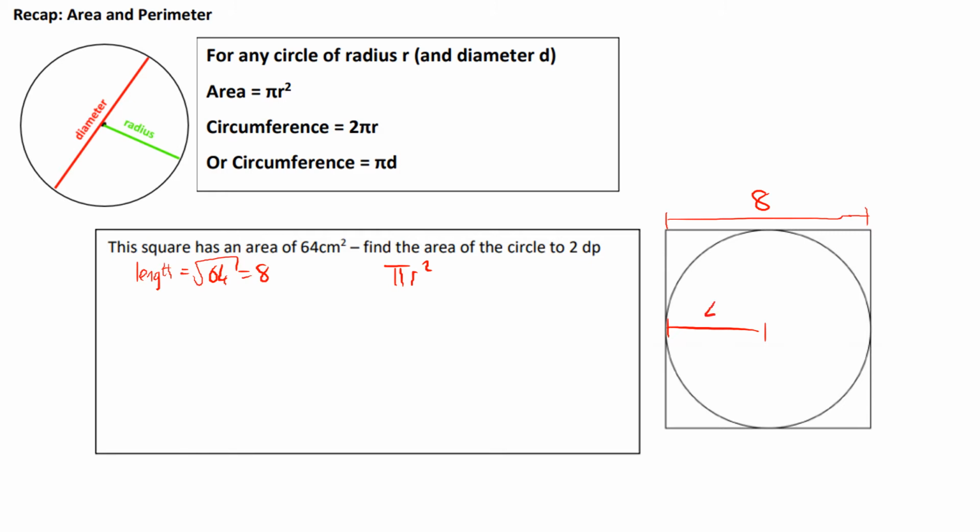That means the radius is 4, and so the area of this circle is pi times 4 squared. Rounded to 2 decimal places, that's 50.27. Don't forget your units, centimeters squared.